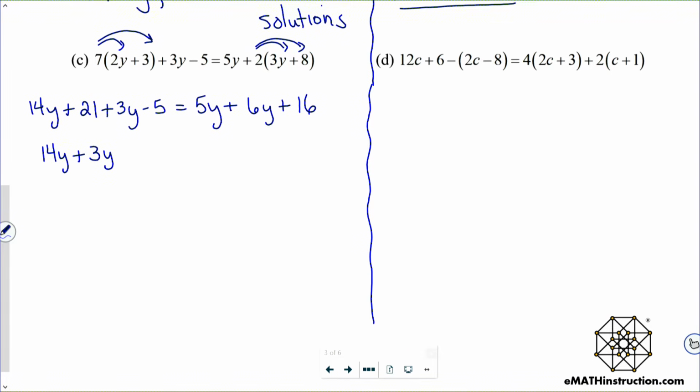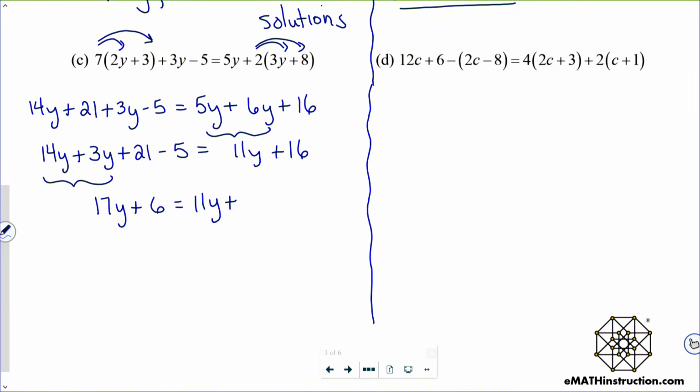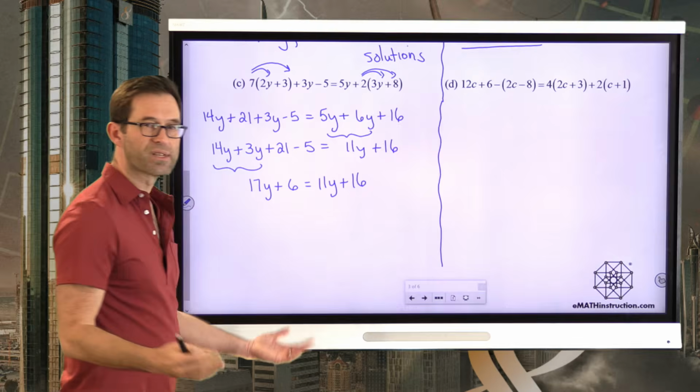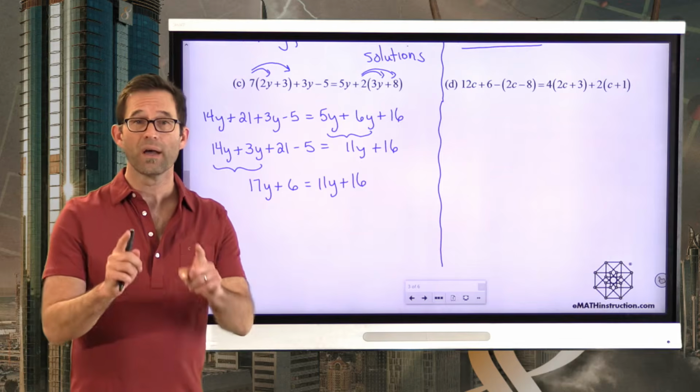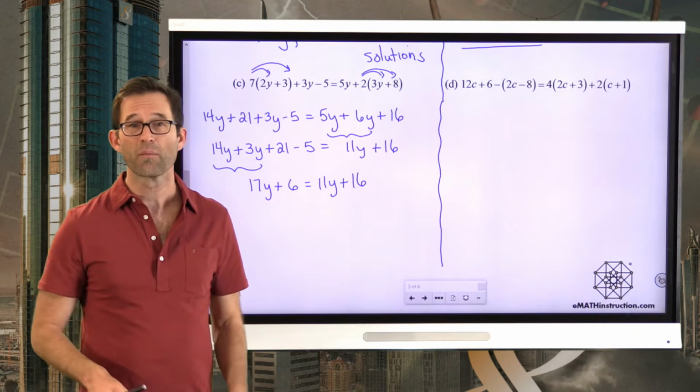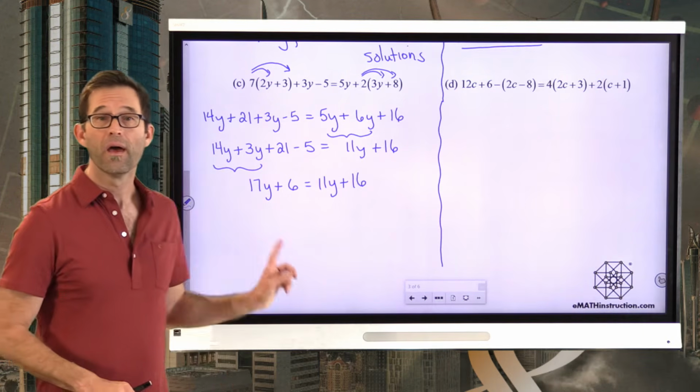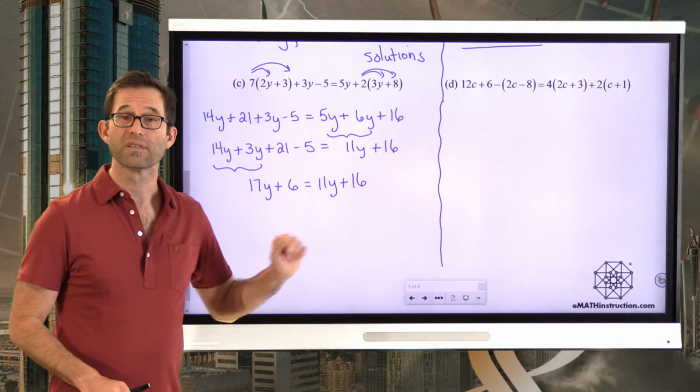14y plus 3y plus 21 minus 5 is equal to, well, here we can just combine. We'll get 11y plus 16. Here, 14y and 3y is 17y plus 21 minus 5 is 6 equals 11y plus 16. At this point, we step back and we look at what we have. If what we have is identical on both sides, identity, infinite number of solutions, moving on. But certainly not the case here, right?